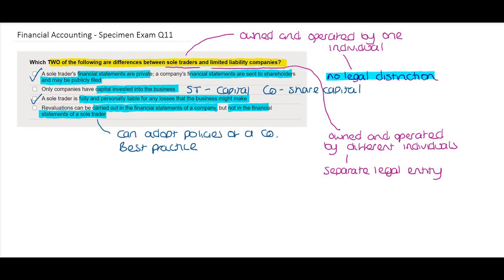And so reviewing this question and the two differences between sole traders and limited liability companies is our first and our third option.